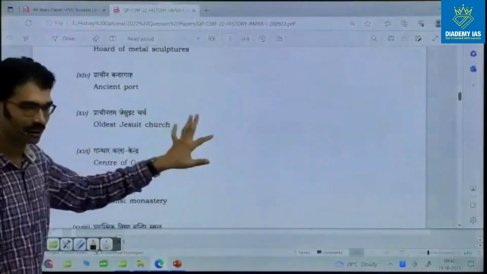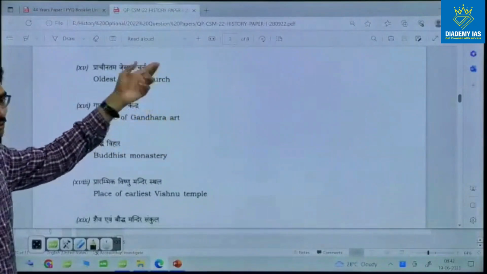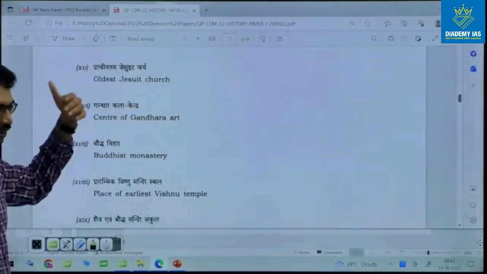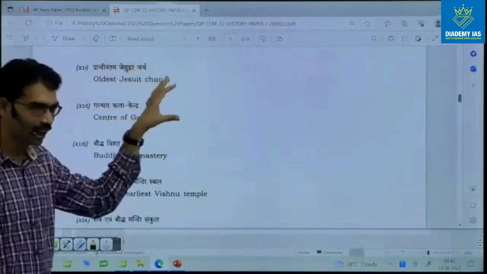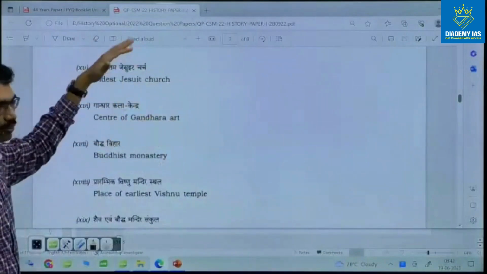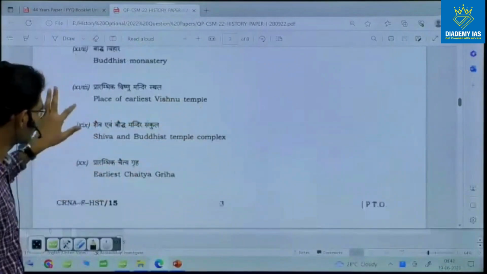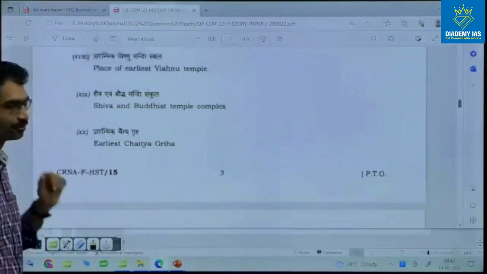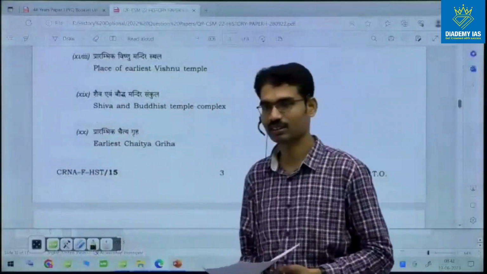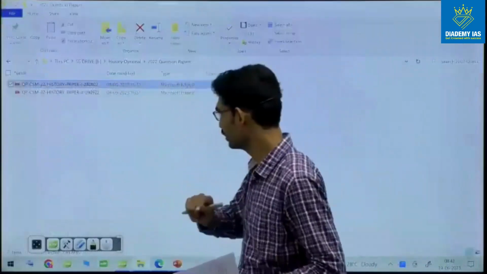Then oldest Jesuit church also, center of Gandhara art. Now if you see, church comes in later, but Gandhara art after Mauryans. That's why the order may not be exact, but more or less in the beginning stage you will find Chalcolithic. Then earliest Vishnu temple, Shiva Buddhist temple, earliest Chaitya griha. So Buddhist temple sites, capital sites, important trade sites. Likewise, you will get all these.